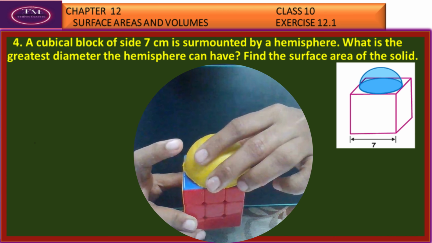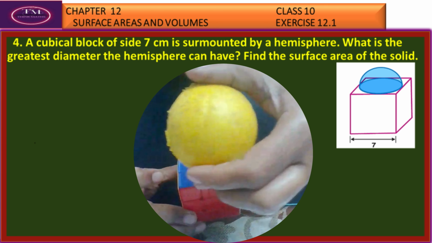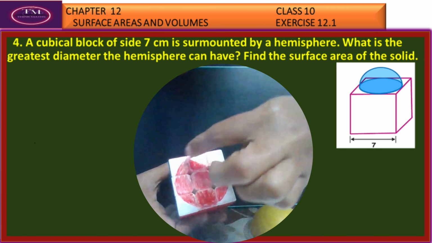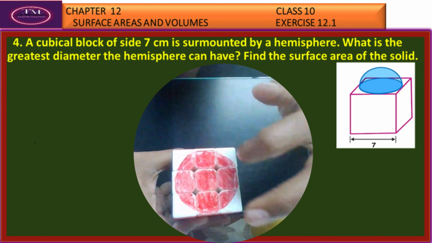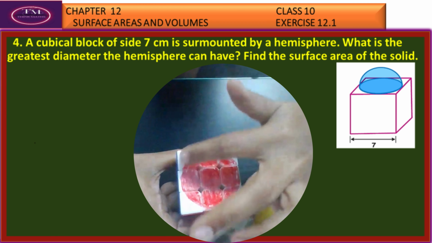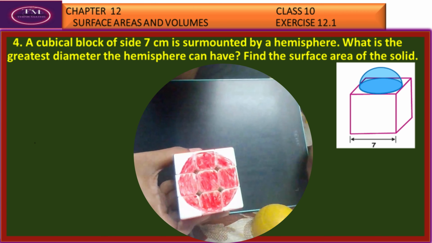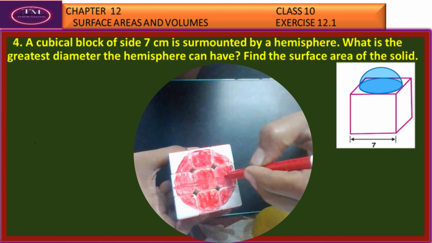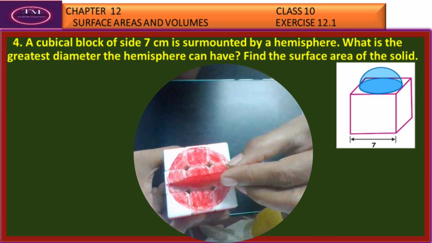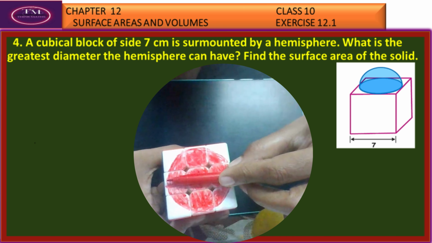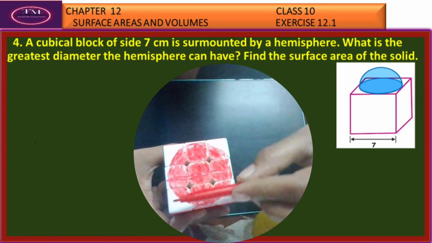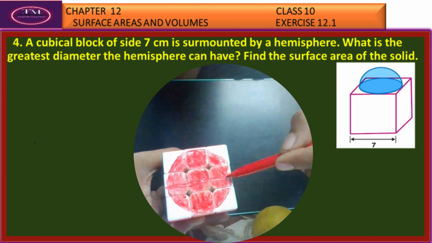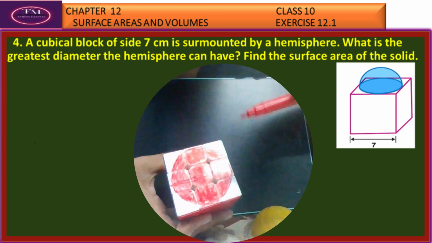This hemisphere will take the greatest diameter as the length of the side, because just look at this. We can keep the hemisphere's base, which is circular in shape, on top. So this full circular portion is occupied. This length, equal to the length of the side of the cube, is the greatest diameter, which is 7 centimeter. So the first question is answered.